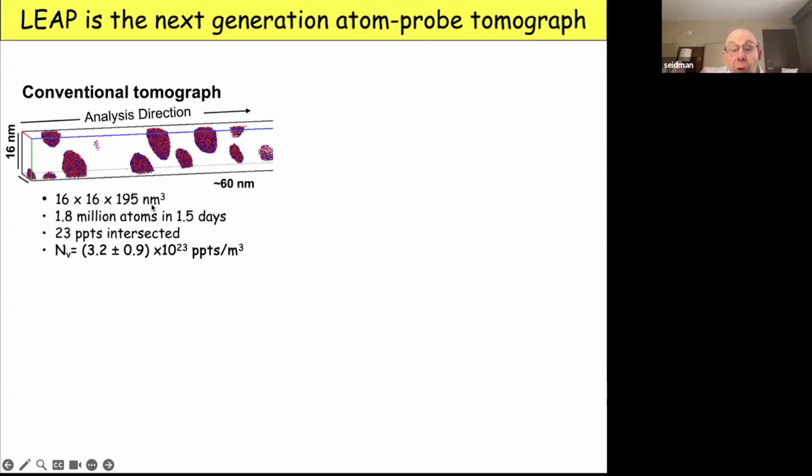And this is very early on. This is from one of our very first data sets. We could detect about 2 million atoms in 1.5 days. And now we can detect 1 billion atoms in about 6 hours. And there are 23 precipitates in this alloy. It's a nickel aluminum chromium alloy.